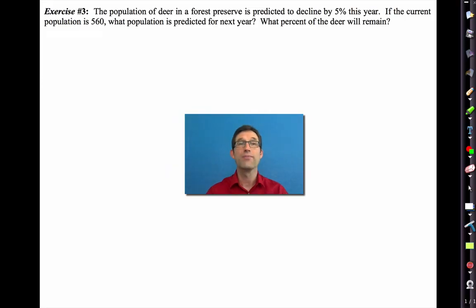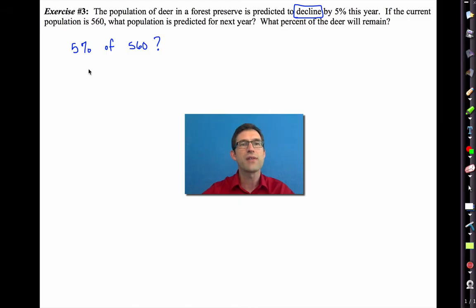All right, let's go through it. So again, what we really want to do is initially figure out what 5% of 560 is, right? That's ultimately the question, because once we find that, then we can just subtract that off from the 560 because we're declining. Very important, we're declining. We can subtract that off of 560 to figure out where we'll be next year.